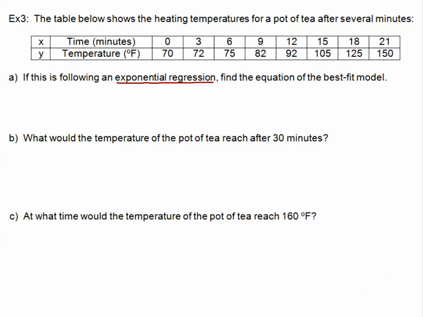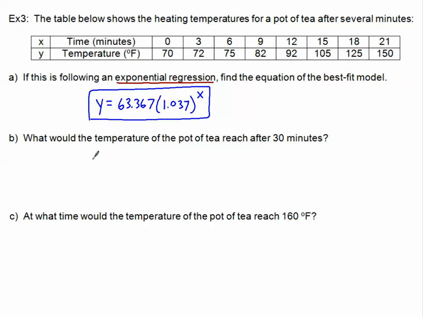So let's write our prediction equation down. This is y equals a was 63.367, if I correctly round. B, the base, was 1.037, and that's being raised to the x power. So that's what I need, and now I get to go and predict with it.